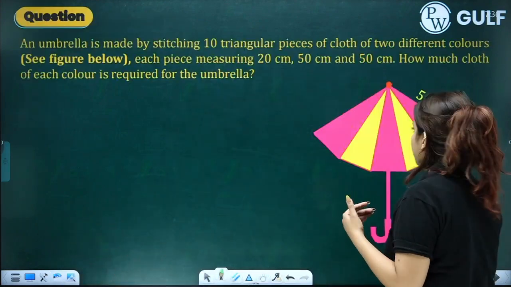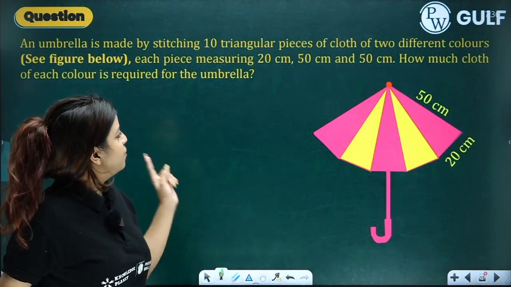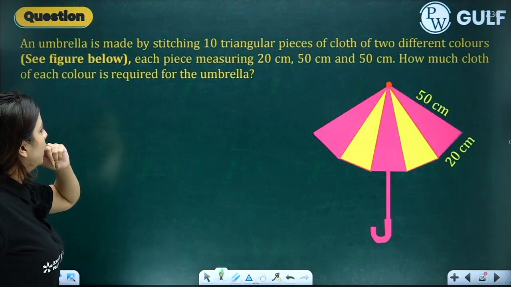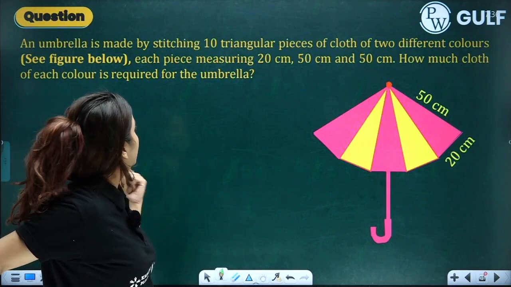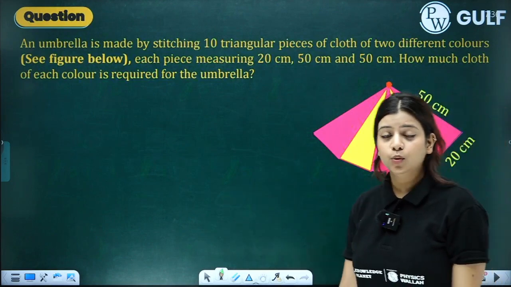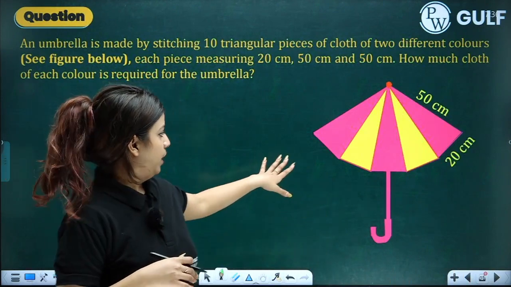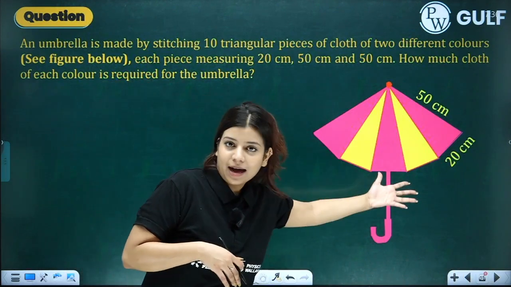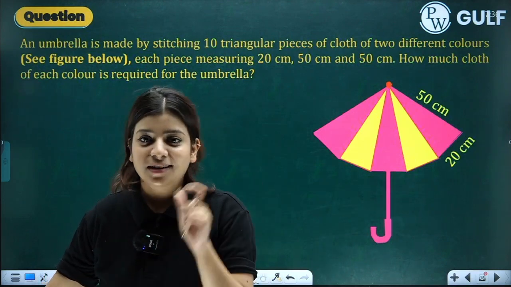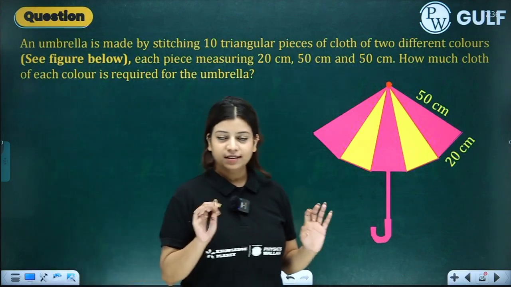Let's learn about it. The very first question over here says that an umbrella is made by stitching 10 triangular pieces of cloth of two different colors, that is pink and yellow over here, each piece measuring 20, 50 and 50. How much cloth of each color is required for the umbrella? Now what is given to us is that there are basically 10 pieces of cloth stitched together. Over here you are able to see 5 and the rest 5 are on the back side of the umbrella for sure, right? So these are 10 and out of these 10, 5 are yellow as we can see in the pattern and 5 will be pink. Right, this is as simple as that.